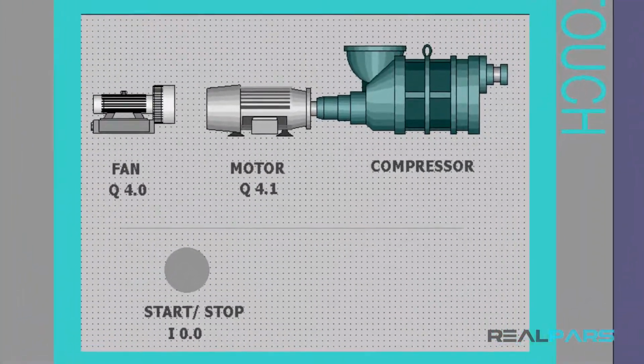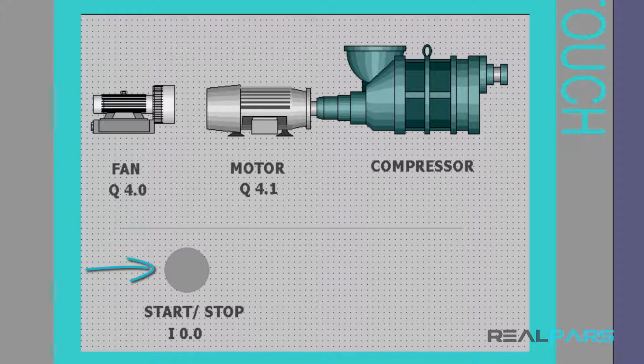In a section of this factory, we have a compressor that provides compressed air necessary for pneumatic operations. This compressor has this heavy-duty motor, and we've placed a fan here to keep the motor from overheating. We want to write a program so that when this switch is pressed, both the motor and fan will run.